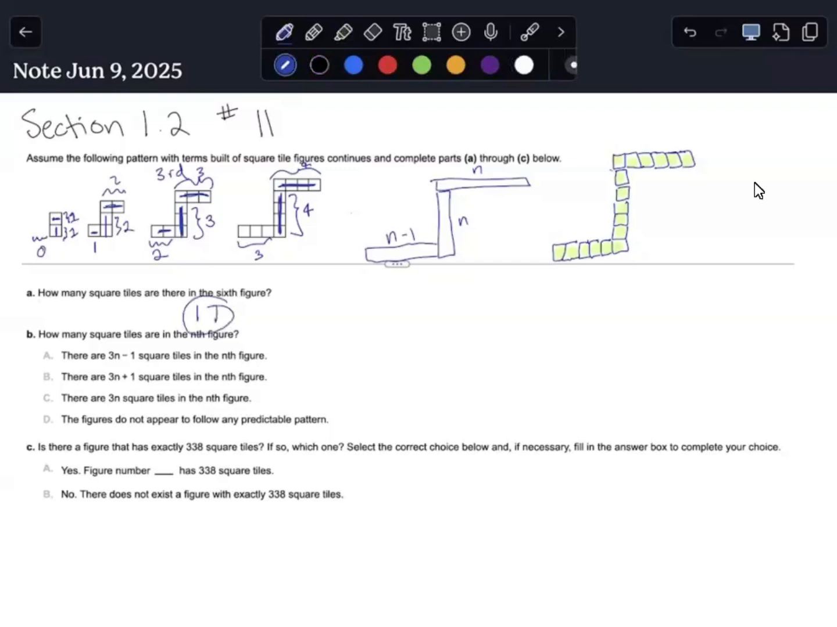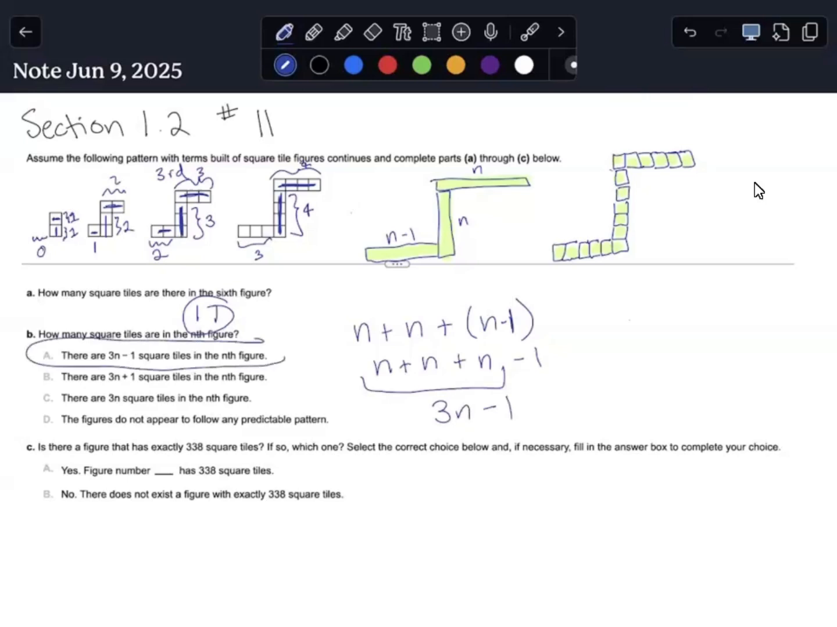Now, question B asks about the nth figure, which we've actually already figured out by finding the pattern. So I could find the nth figure by taking n plus n plus n minus 1. And then I would simplify this expression. So via the associative property of addition, I can rewrite this as n plus n plus n minus 1. And then combining like terms, I have 3n minus 1. And that would be option A here.